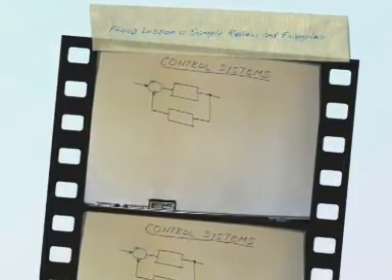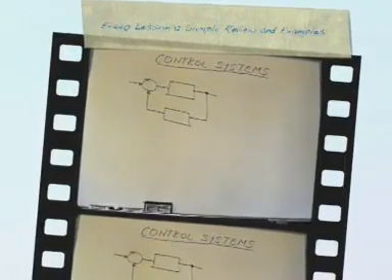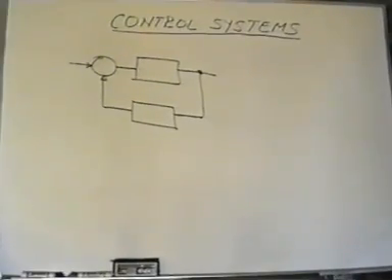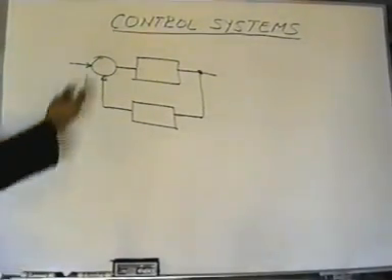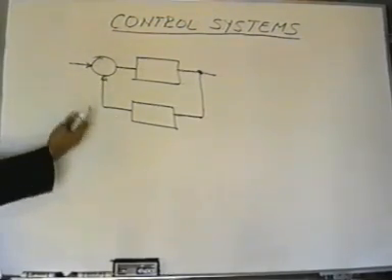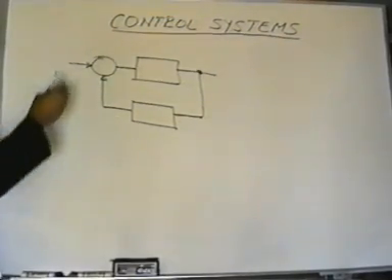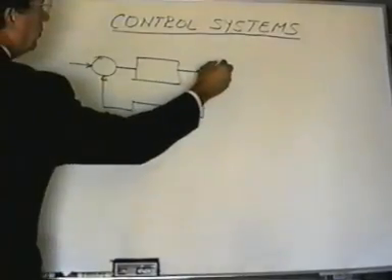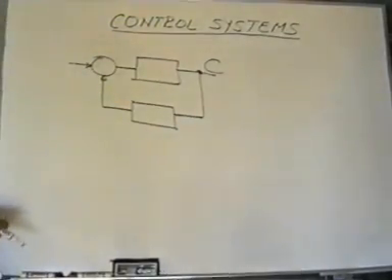Let us begin by reviewing some definitions relevant to control systems. Most control systems are shown in this configuration where the variable you're trying to control is designated by the letter C. This is standard notation. C is a controlled variable.